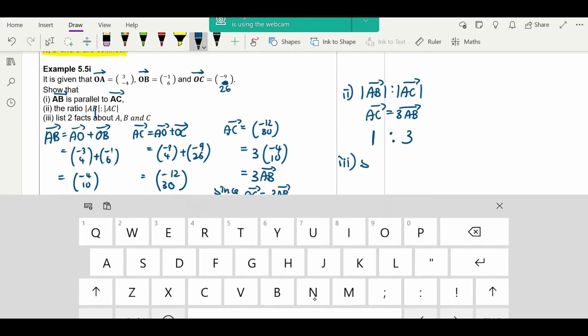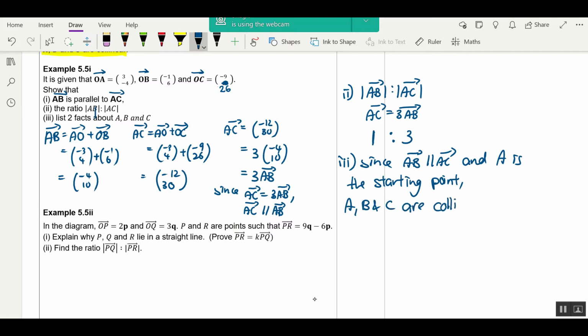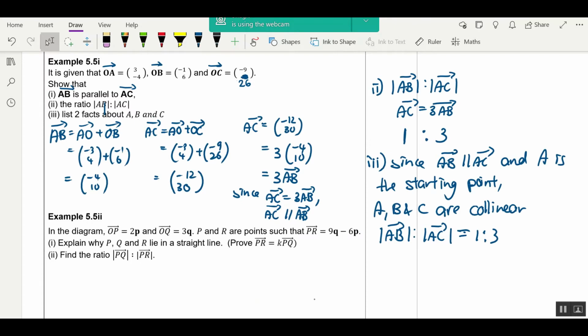So first, since AB is parallel to AC and A is the starting point, A, B, and C are collinear. This is the first fact. The second fact is, you can say that the ratio of the magnitude of AB to AC is 1:3. So whenever they ask for facts, one of them has to be the ratio of the magnitude. The other one could be parallel or it could be collinear, depending on whether you have the same starting point or not.